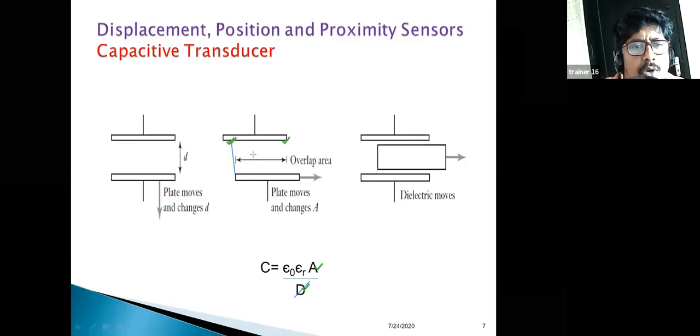This is the overlap area, and the distance. Here, if the distance between the two plates increases, the capacitance decreases. And if the area of the overlap increases, the capacitance increases.